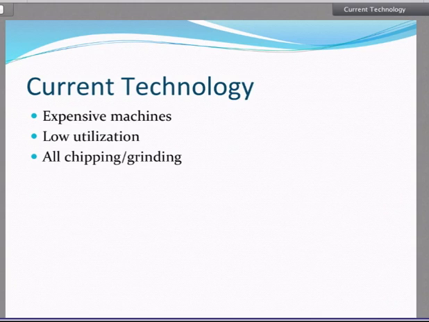So, a summary of the current technology that we know is out there as it relates to short rotation woody crops: we're looking at what is defined as expensive machines. The New Holland machine was over a $400,000 piece of machinery that's going to see low utilization if you're only looking at about a 4-month harvest window. And the last thing to think about, all the machines that I showed you as they related to short rotation woody crops, is they were all doing some kind of chipping and grinding of the material.